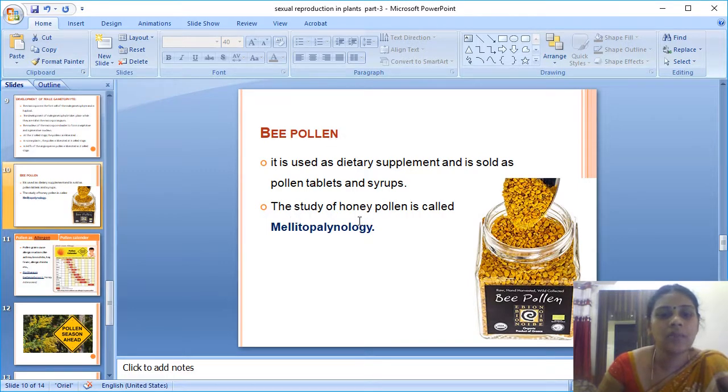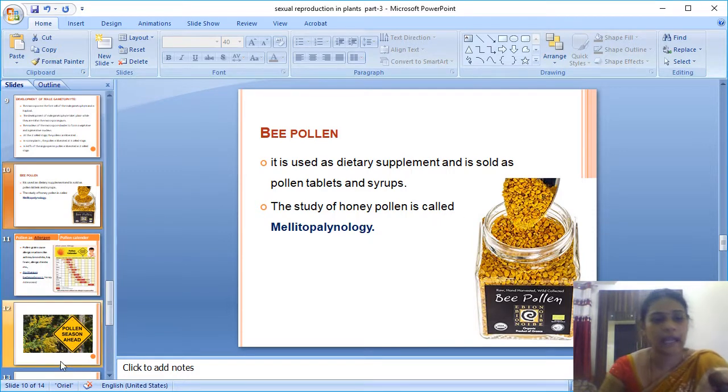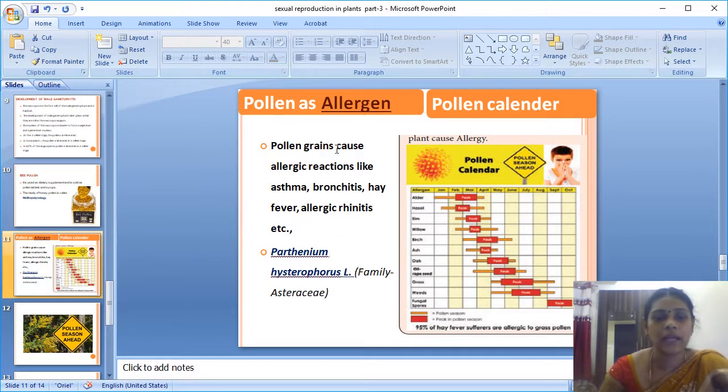The study of honey pollen is called melittopalynology. Melittopalynology is the study of honey pollen. Okay, next I am coming to the pollen calendar. What is called the pollen calendar? Pollen grains cause pollination.